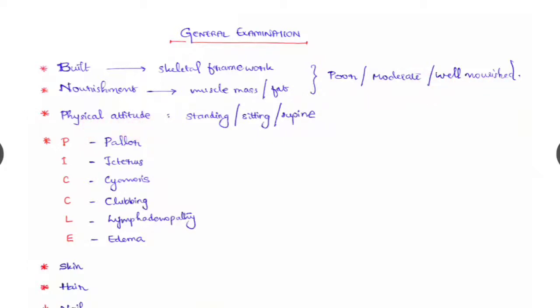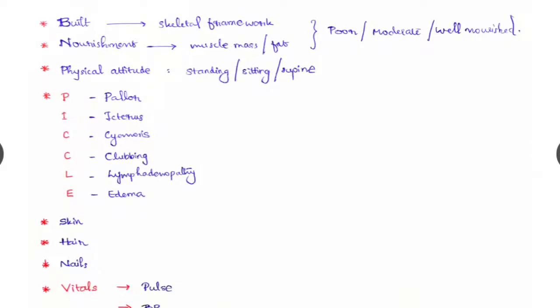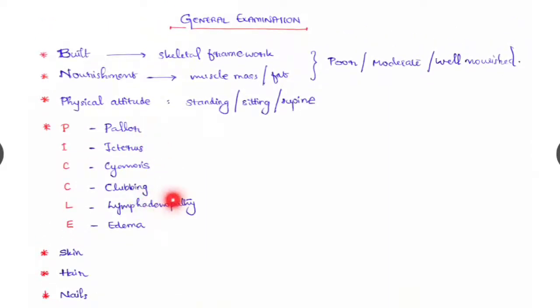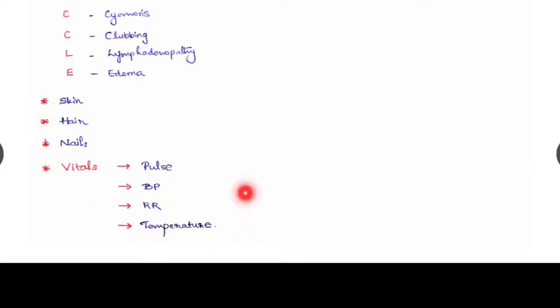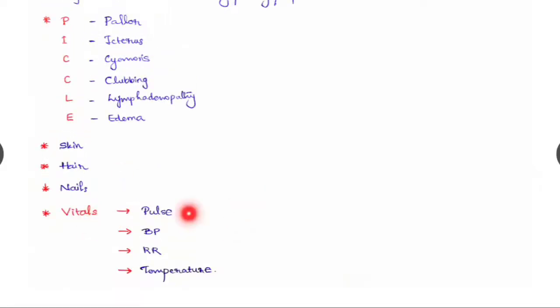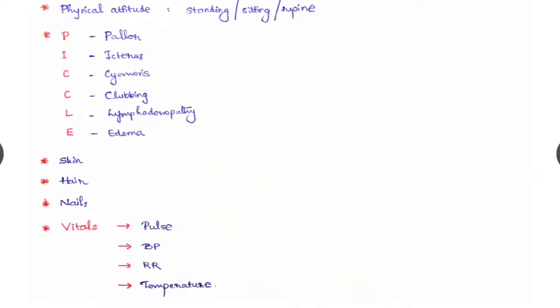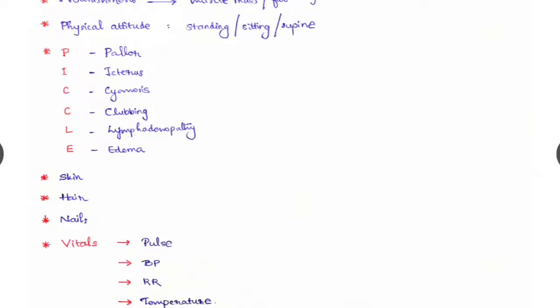Next is the physical attitude, that is while we are examining the patient, how the patient sits, whether he is sitting or stooping, standing, or in supine position. Next, we have to look at the pallor, icterus, cyanosis, clubbing, and lymphadenopathy, and also the edema that we have to note. Next is the skin, hair, nails, and general appearance of the patient, and most importantly the vitals, that is the pulse. We have to define the pulse rate, the rhythm, the volume, the character, etc., and the blood pressure, the respiratory rate, and the temperature of the patient, like whether the patient is febrile or afebrile.